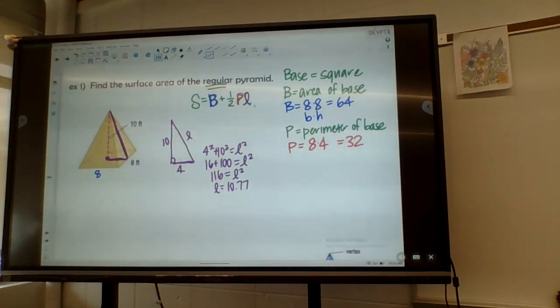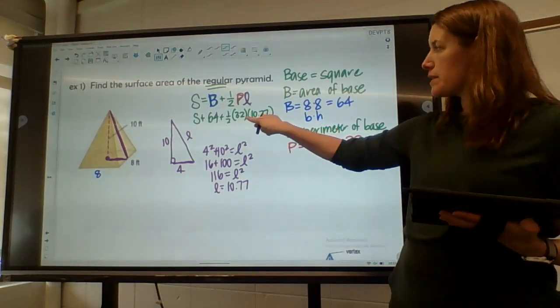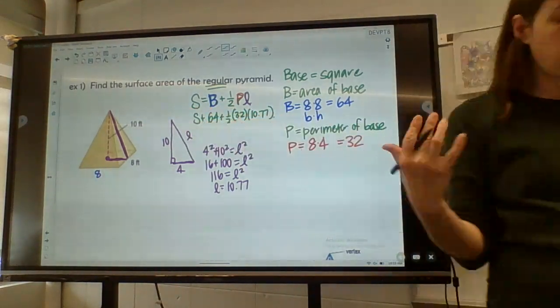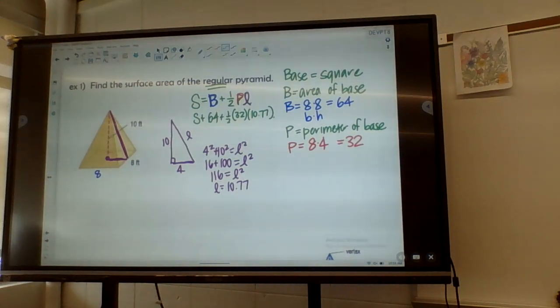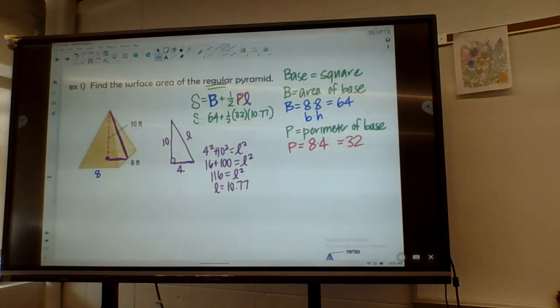Okay. And now we're going to put it all back into our formula. So base plus half, 32 times 10.77. And I might go backwards with that. So I might leave that 10.77 in my calculator, multiply it by 32, take half of it, add 64, just to be a little bit more accurate and not rounding off as much. So S equals, and I got like 236.3.